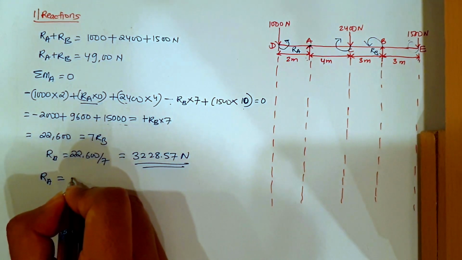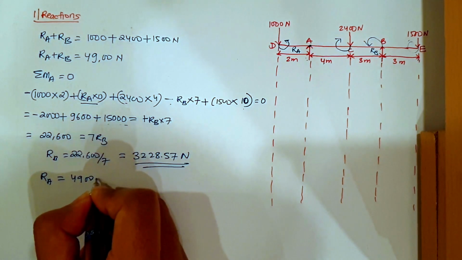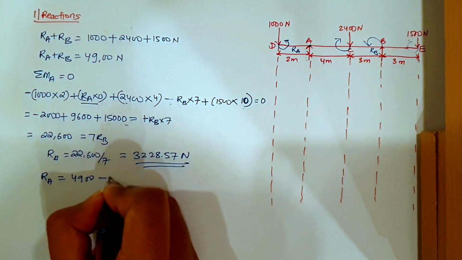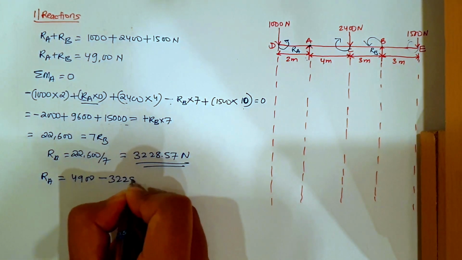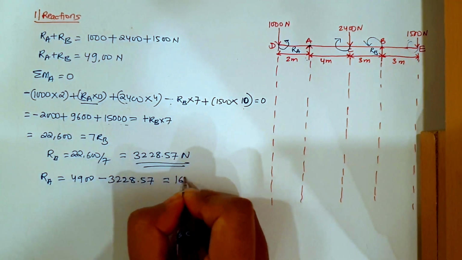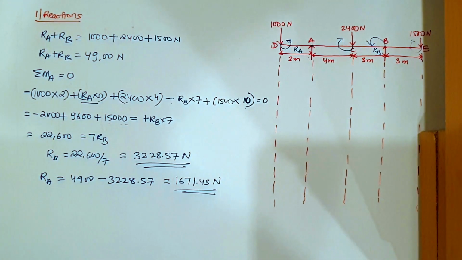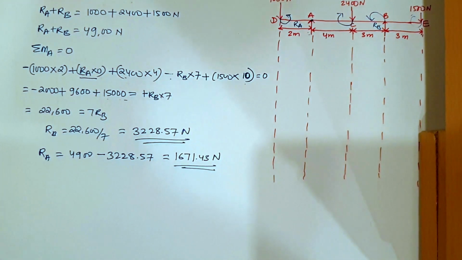RA will be equal to 4,900 minus 3,228.57, which will be coming equal to 1,671.43 Newton. Now let's find the shear force.